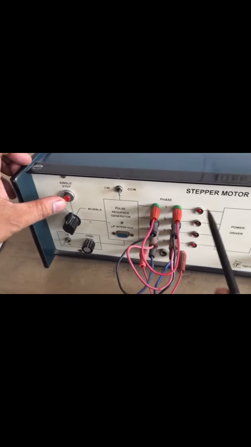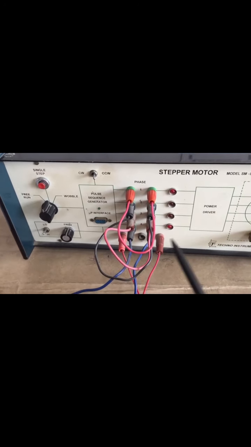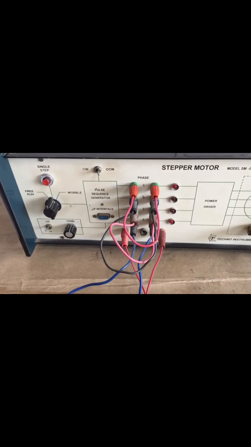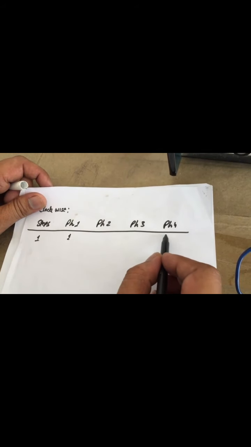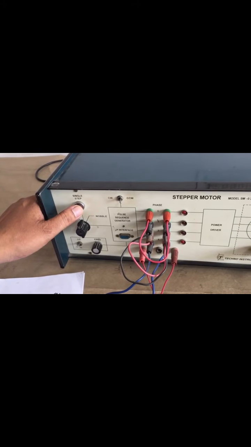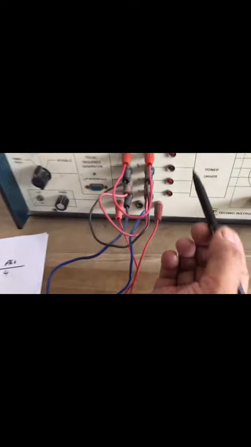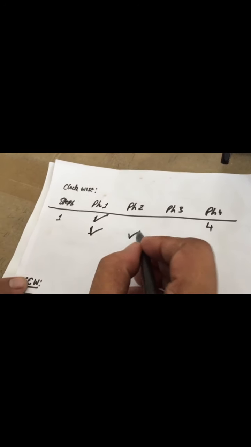In the beginning we find that phase 1 and phase 4, these 2 are on. So in the beginning, step 1, we can say phase 1 and phase 4, these 2 are on. Now let us give the switching pulse. Now we have switched phase 1 and phase 2. These 2 are switched now.